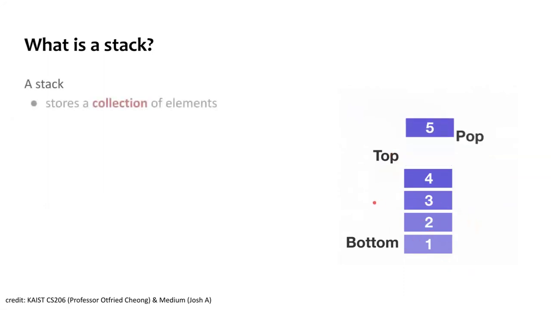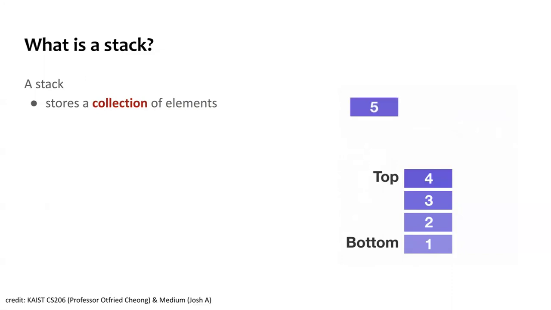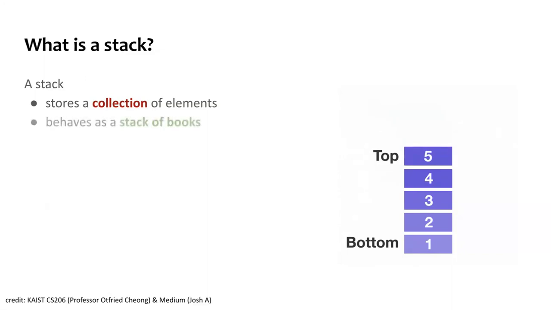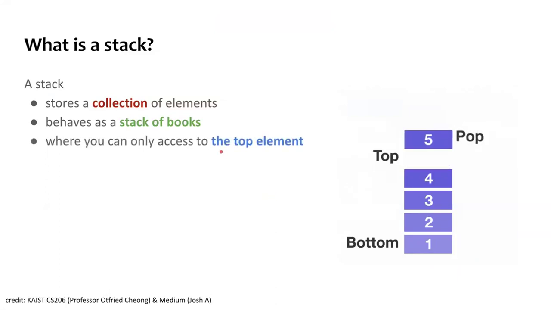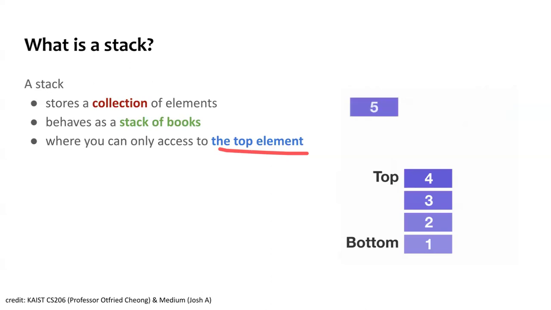And a stack stores a collection of elements. We've seen a lot of data structures for collecting elements: lists, arrays, and linked lists. And we're going to see more of them. A stack behaves like a stack of books. When you stack books on the floor, it behaves the way the stack data structure works. You can only access the top element. You can remove the top element or add a new item on the top. That is the only position you can manipulate.